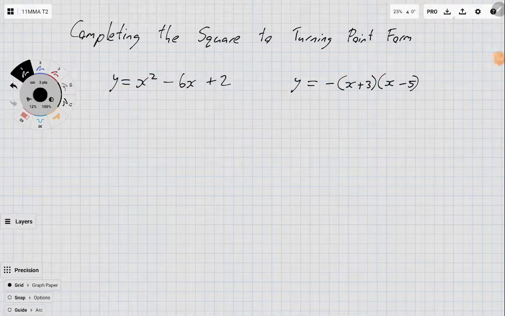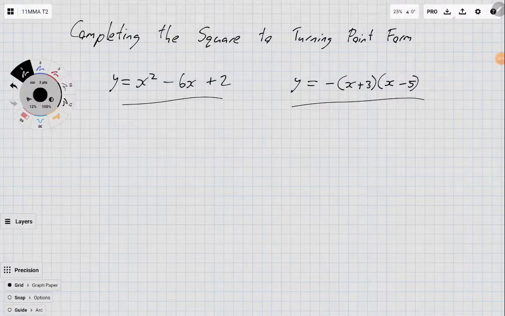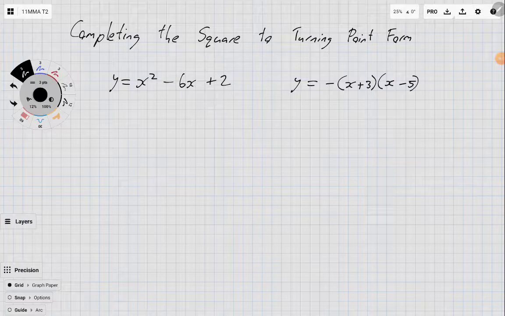Alrighty, so today we're going to be looking at completing the square so that we can convert from other forms to the turning point form. In this case, we've got a general form and we've got a root form, and we want to convert to the turning point form. So for the first one, we're just going to do a straight completing the square.